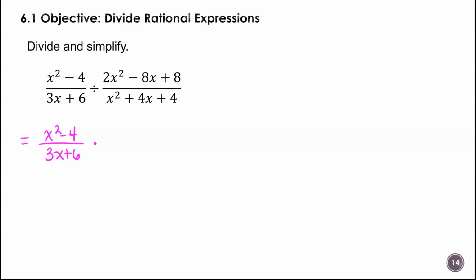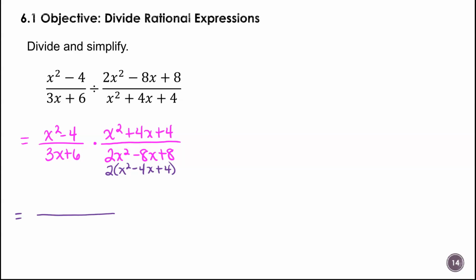So remember, I'm rewriting this as multiplication. I have to write the reciprocal, so I flip it. Then I'm going to start factoring. Now, I do have a common factor in this denominator, so I'm going to save myself a little bit of a step here by factoring it like this. And then I can go ahead and factor everything on this.